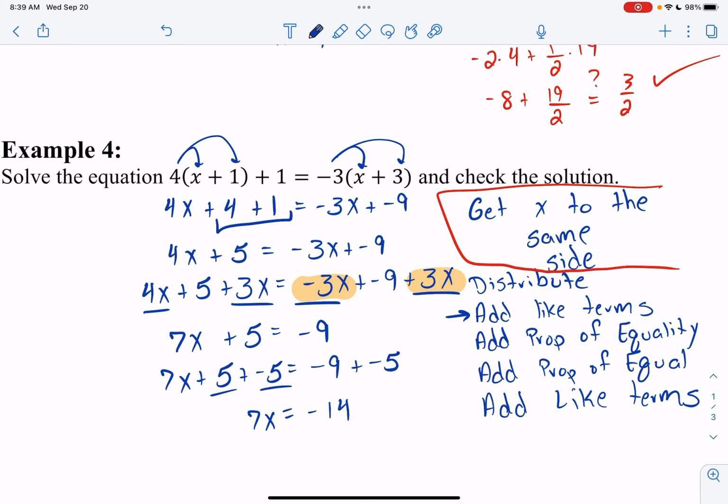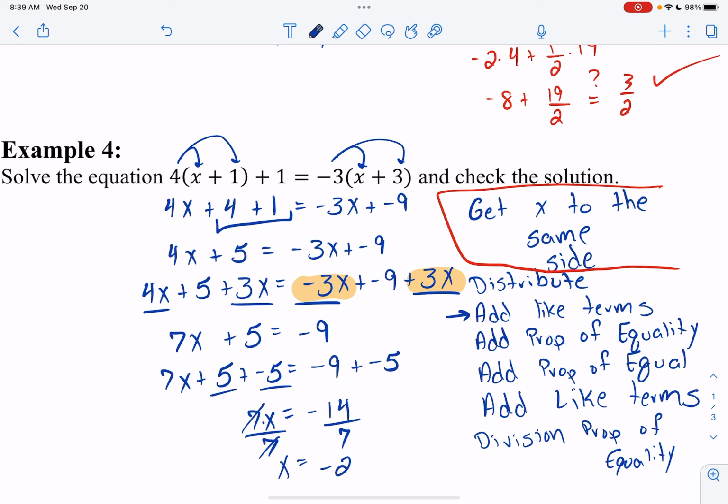Okay, so now I have my 7 times x. To undo a multiply, I divide. I'm going to divide both sides by 7. My reason for that is the division property of equality. Okay, and negative 14 divided by 7 is negative 2.